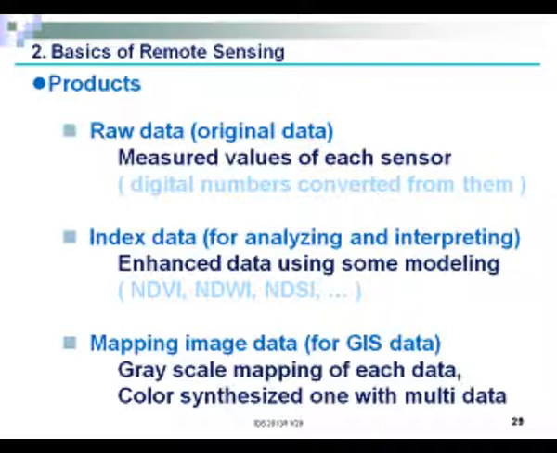In this level, you can see the mapping data almost like a photograph, it's a kind of map data. So for each sensor, we have grayscale mapping, and with a combination of some sensors, we can have color synthesized mapping data.